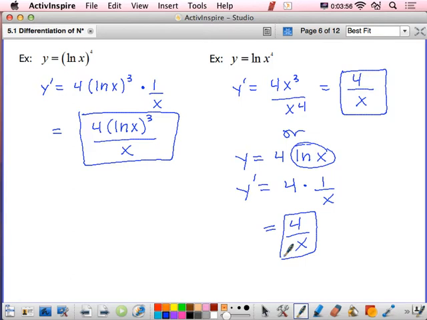See the difference though? And this is a lot more complicated of an answer than this one. So be careful when the natural log is in parentheses. The entire thing is probably going to have more steps than you think.